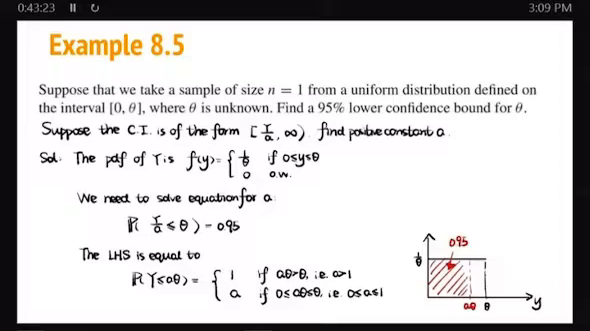Now, take a look at that. We're talking about the lower confidence bound, so the interval is Y over a, comma, infinity. You remember what I showed you the other time, which means I may need to figure out the value of a. For Y over theta, this time around the probability is going to be equal to 0.95, 95%.